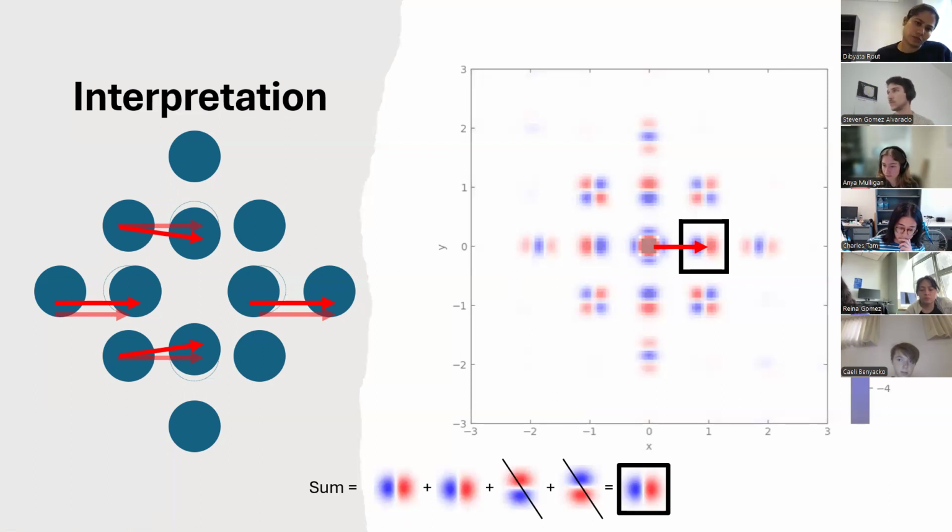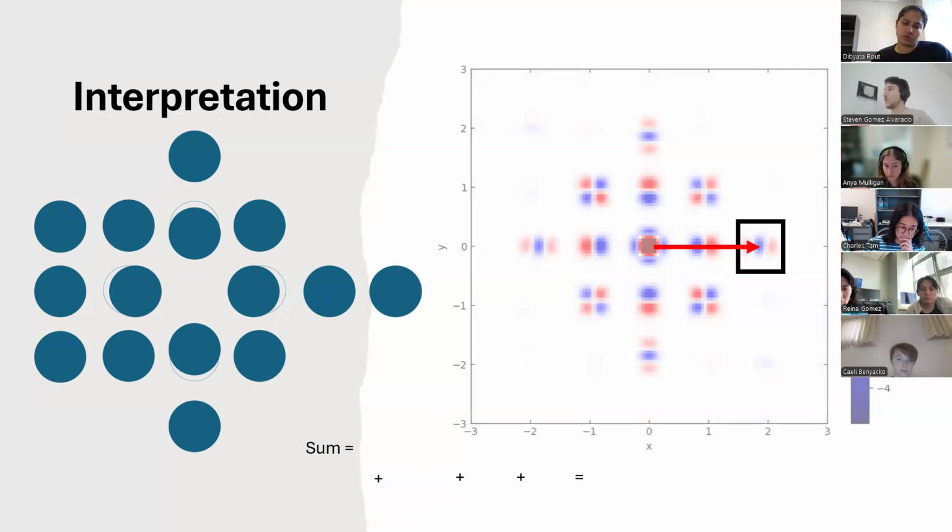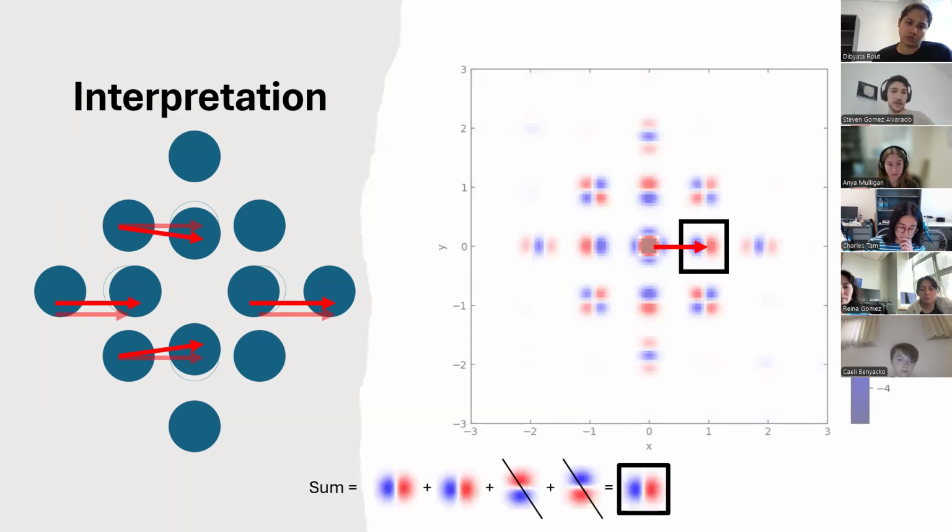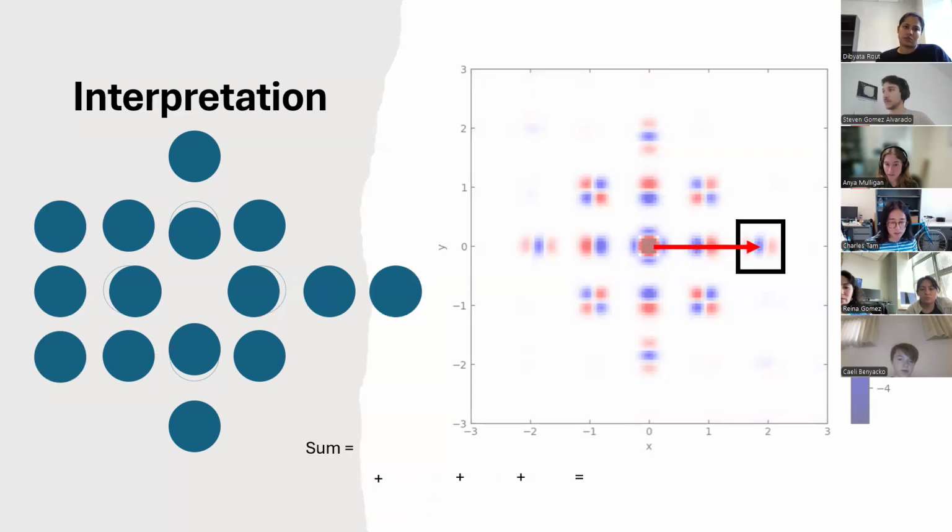Okay. Any other questions before I move on? All right. So we looked at 1 unit cell away to the right, right? Let's now look at 2 unit cells away to the right.